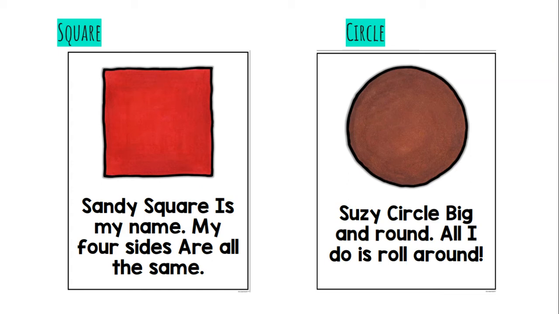Susie Circle, big and round. All I do is roll around. Look at the circle. Do you see any corners or vertices on that circle? What about sides? Are there any sides on that circle? No, a circle is just one curved line that goes on all around forever, and there are zero sides and zero vertices.